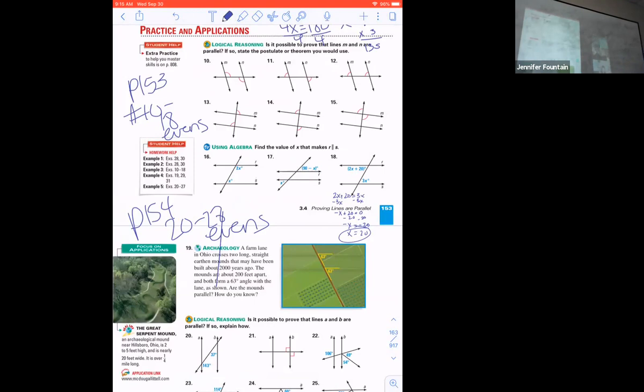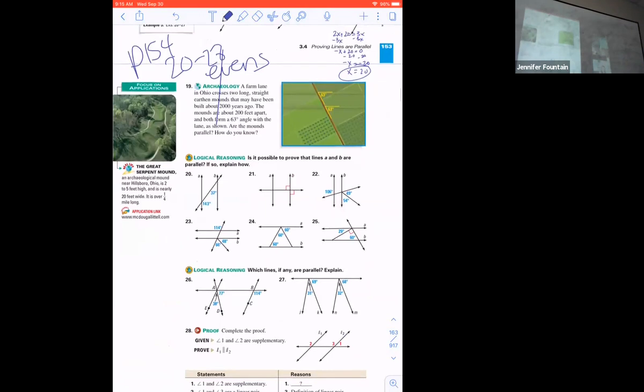Starting with number 20. Is it possible to prove that lines A and B are parallel? If so, explain how. So look at 20. Is 143 plus 37 equal to 180? Yep, so we've got consecutive interior angles. Look at 24. Wait, what about 22? I'm sorry, I jumped over 22. All right, so 22.